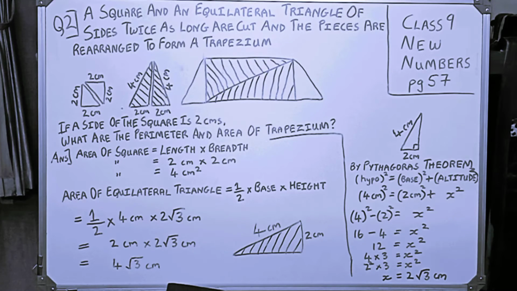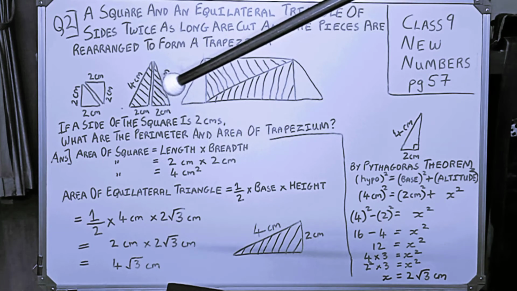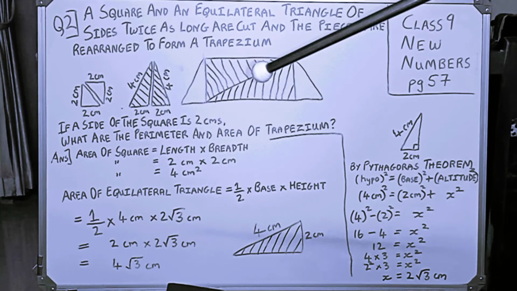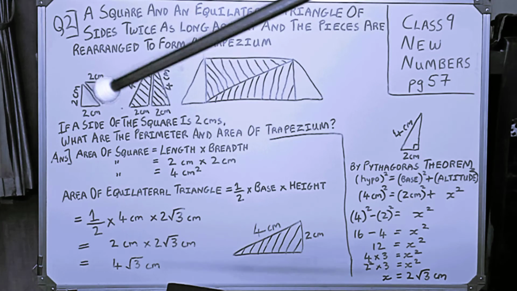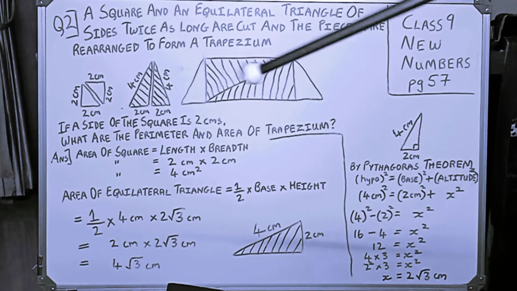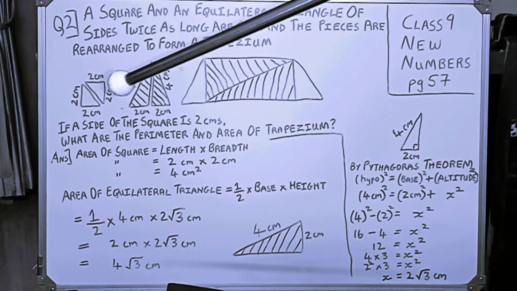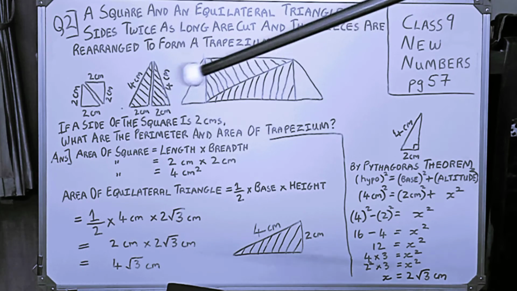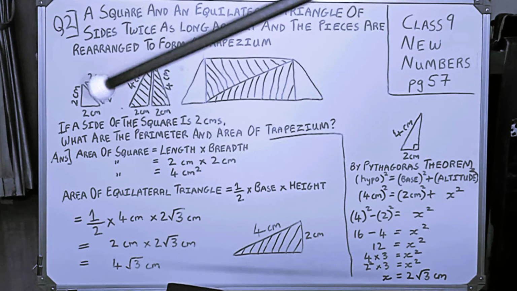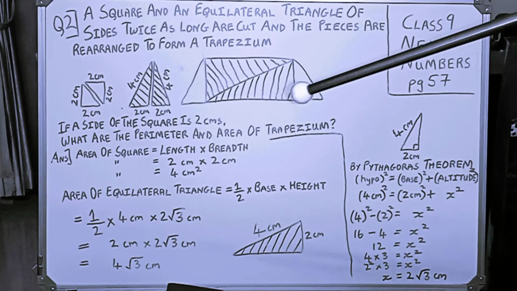Okay, the question is like this: square and an equilateral triangle of sides twice as long are cut. The pieces are rearranged in the form of trapezium. You can see there is a trapezium, and these pieces, you can see the shaded piece is kept over here. This is rearranged, and this cut piece is kept over here, and this second cut piece of the square is kept over here. So all these four cut pieces, they form a trapezium.